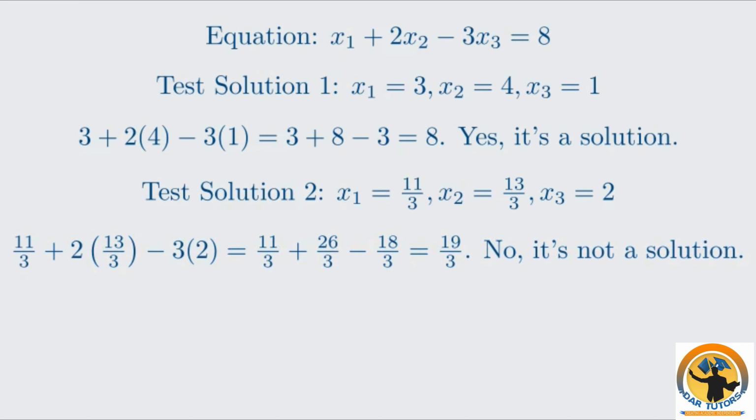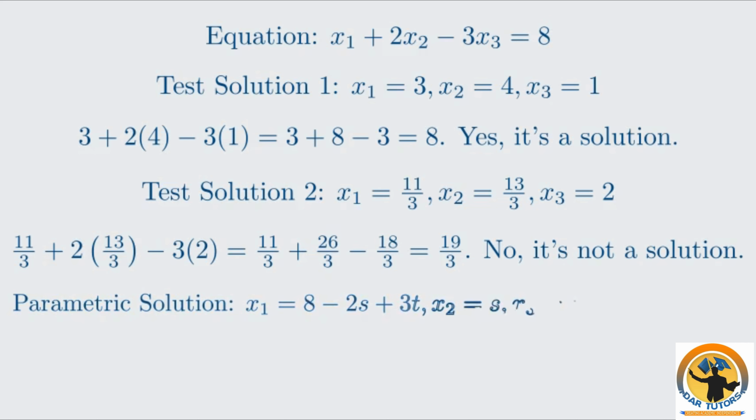A single linear equation with more than one variable will have infinitely many solutions. We can describe this set of solutions using parameters. For our equation, we can let x2 equal a parameter s, and x3 equal a parameter t. Substituting these into the equation and solving for x1 gives us x1 equals 8 minus 2s plus 3t. This parametric form describes all possible solutions.